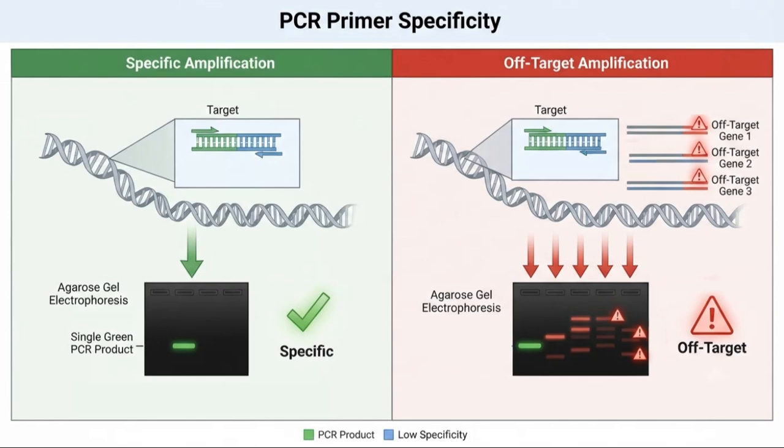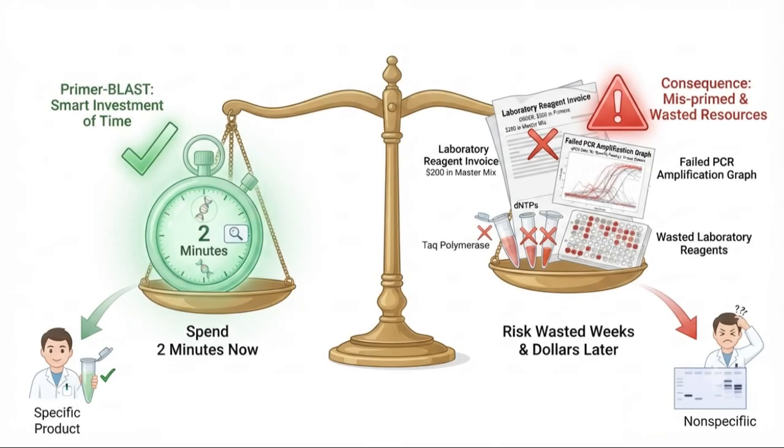The ideal result is simple. 1 predicted PCR product. 1 target gene. No significant off-target amplification. If Primer Blast predicts multiple products, go back to Primer 3+ and choose another candidate. Never skip this step. Ordering a new primer pair costs money. Running another PCR experiment costs time. Spending 2 extra minutes on Primer Blast is almost always worth it.